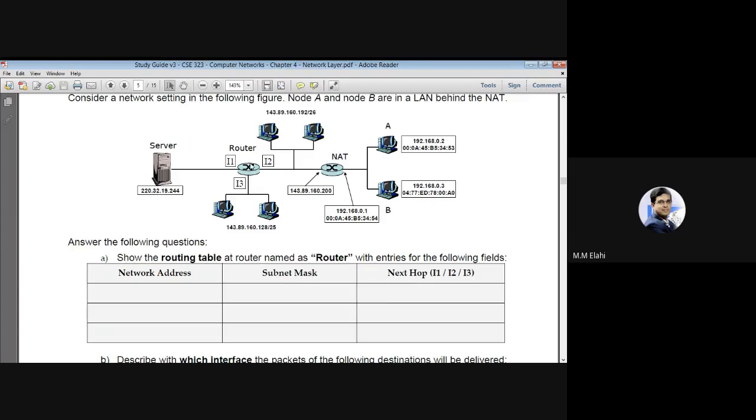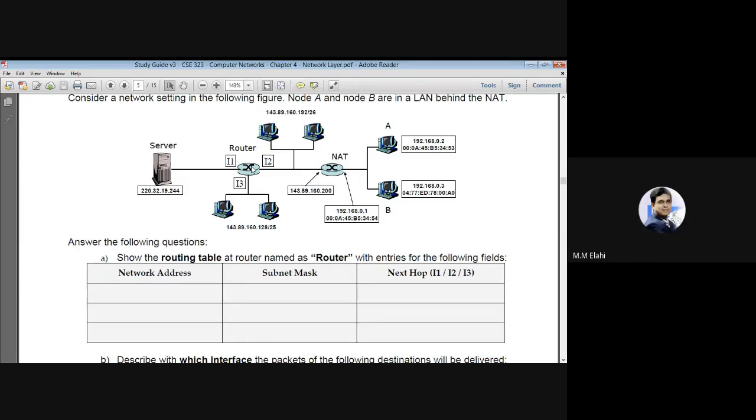So the first router has interfaces I1, I2 and I3. There are three interfaces connected with the router. So how many networks are there? How many networks are connected with the router named router? How many? 1, 2, 3, 4, 5. Sir, 4.